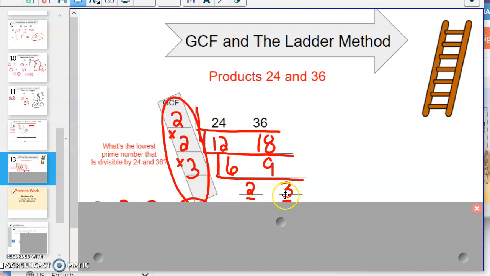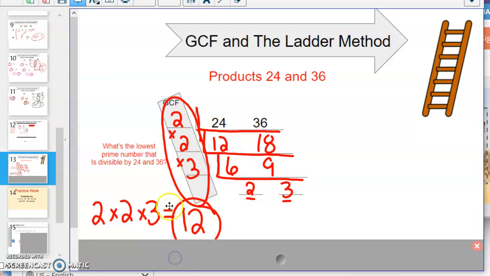Now those two are both prime numbers, so there's nothing I can divide out of them. So what I have over here, those numbers, I multiply together to get my greatest common factor. So 2 times 2 times 3, of course, gives me 12, and the greatest common factor of those two numbers is 12.